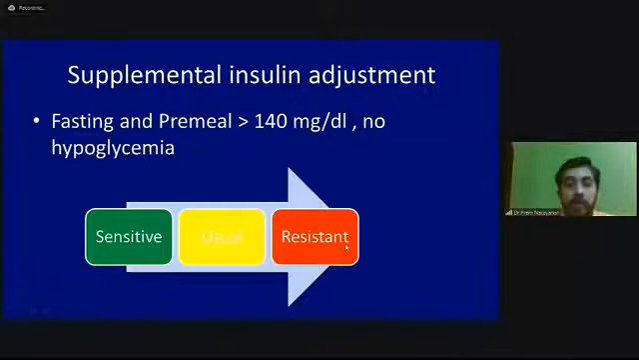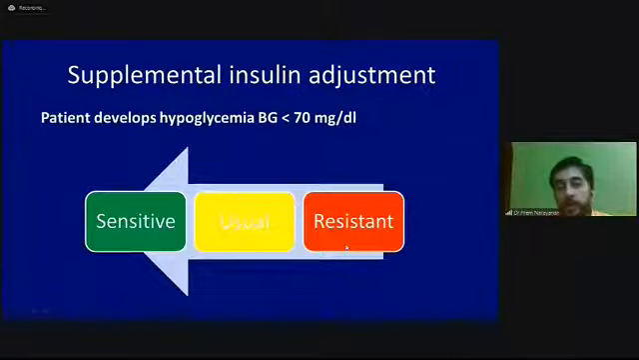resistant column. And if the patient develops hypoglycemia, blood glucose less than 70, and was already on the resistant column, getting higher dosages, you will have to come down to the usual column. If the patient was already on the usual column, you will have to come down to the sensitive column. So these are the supplemental dose adjustments of insulin.